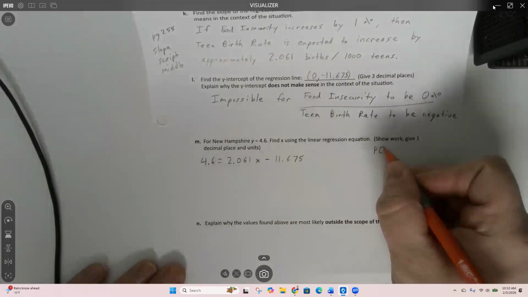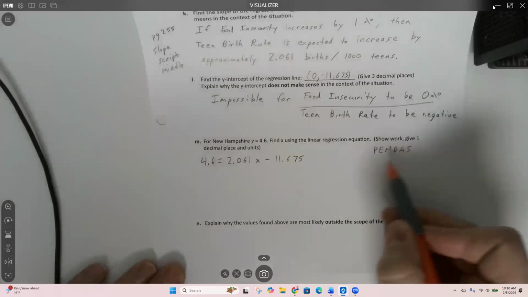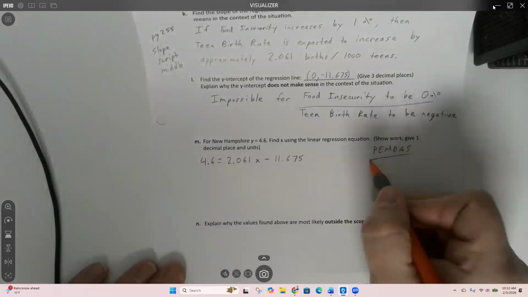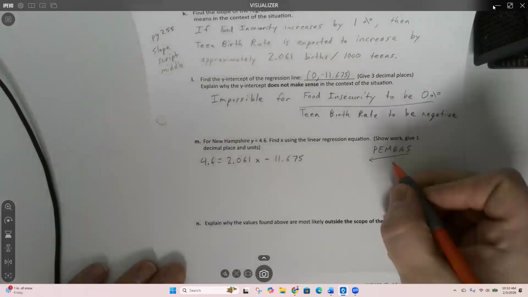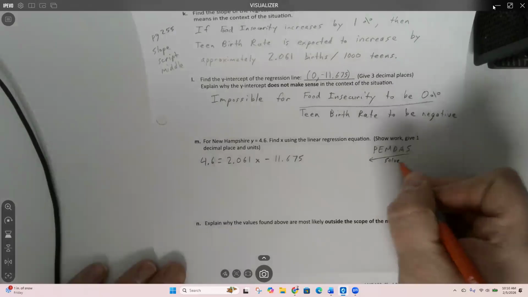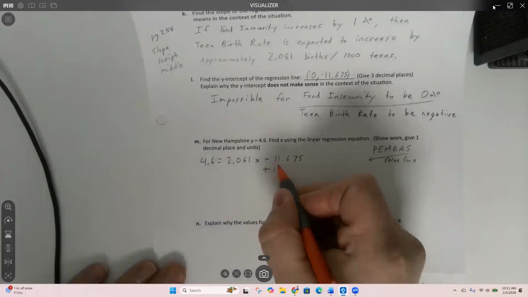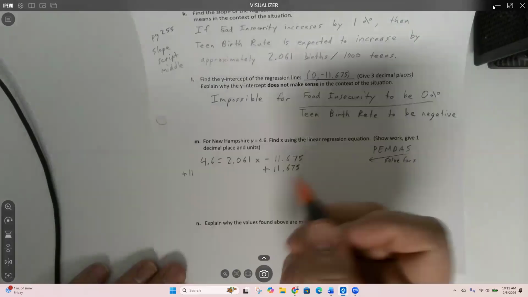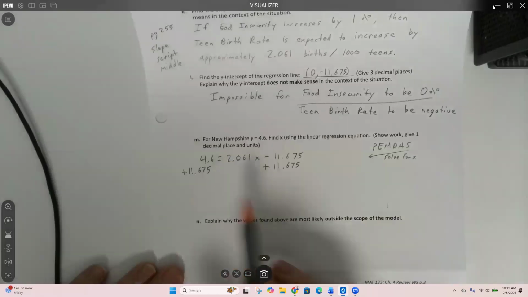So if you remember PEMDAS, this is the order that we calculate our numbers in. When you're doing algebra and solving for x, we go backwards. So in this case, I have a subtraction. I need to get rid of that first, okay? So when you solve for x, you go the other direction. So I'm going to get rid of the negative 11 by adding 11.675 to both sides. You can do anything you want to an equation as long as you do it to both sides. As long as you're fair and you do it to both sides, then you can do whatever you want.